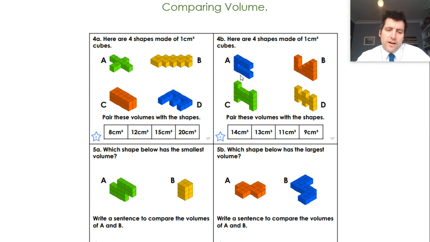And then for 5A and 5B, you've got to identify which one's the smallest and then which one's the largest. And with that, you've got to write a sentence. So don't just say A. You've got to write A is smaller than B because, or B is smaller than A, or B has a volume of while A has a volume of. Okay.